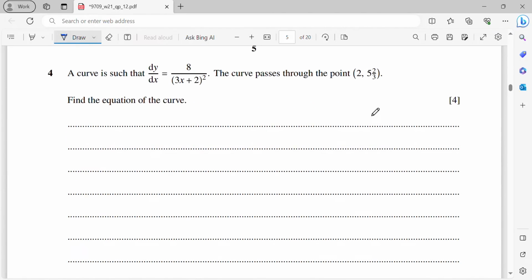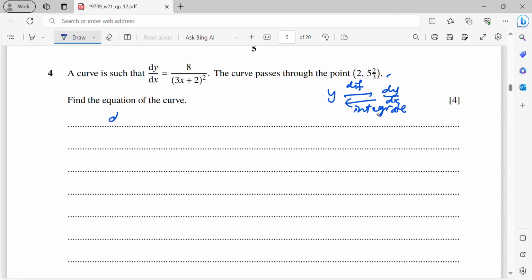Now, next, question number 4. A curve is such that dy/dx is 8 over (3x plus 2) squared. The curve passes through the point (2, 5 and 2/3), right? Find the equation of the curve. So given y, to get dy/dx, you differentiate. Given dy/dx, to get y, that is the reverse process, therefore we have to integrate.